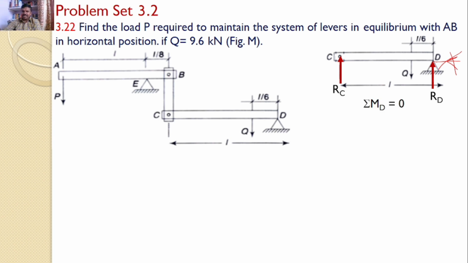Now by considering the moment equation, let sigma MD is equal to 0, take moments about D equals to 0, then I can find RC into L is equal to minus Q into L by 6. RC will introduce a moment in the clockwise direction and Q will introduce a moment in the counterclockwise direction. RC is at a distance of L and Q is at a distance of L by 6. So if you take moments about D, I will get RC into L minus Q into L by 6 is equal to 0, or I can find RC is equal to Q by 6.